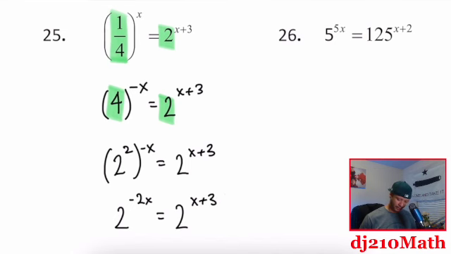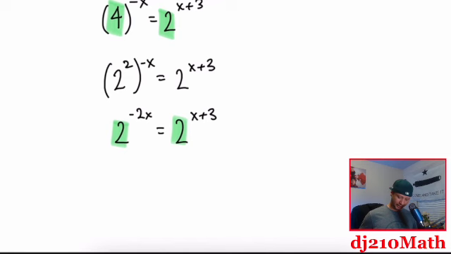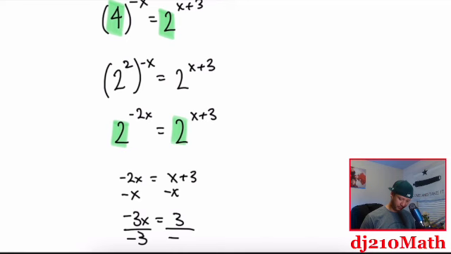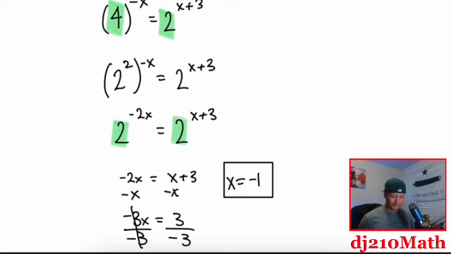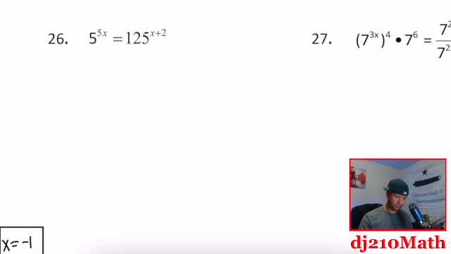So right now, the 2's match. So that means I don't care about the 2's. What I care about is that the exponents match now. So negative 2x is equal to x plus 3. One variable problem. Going to minus x. So this is negative 3x is equal to 3. Solving for x. X is equal to negative 1. Okay. All right, number 26.